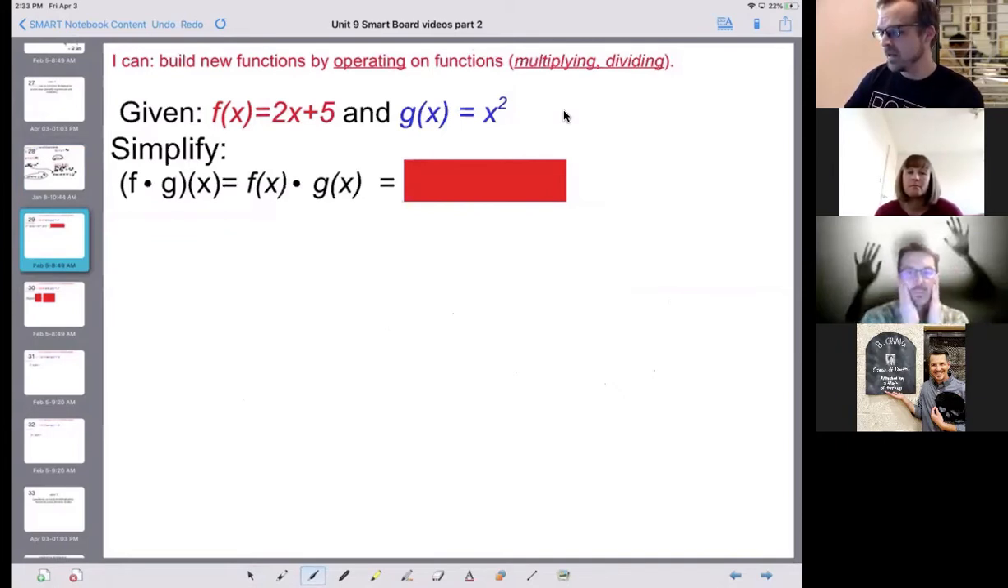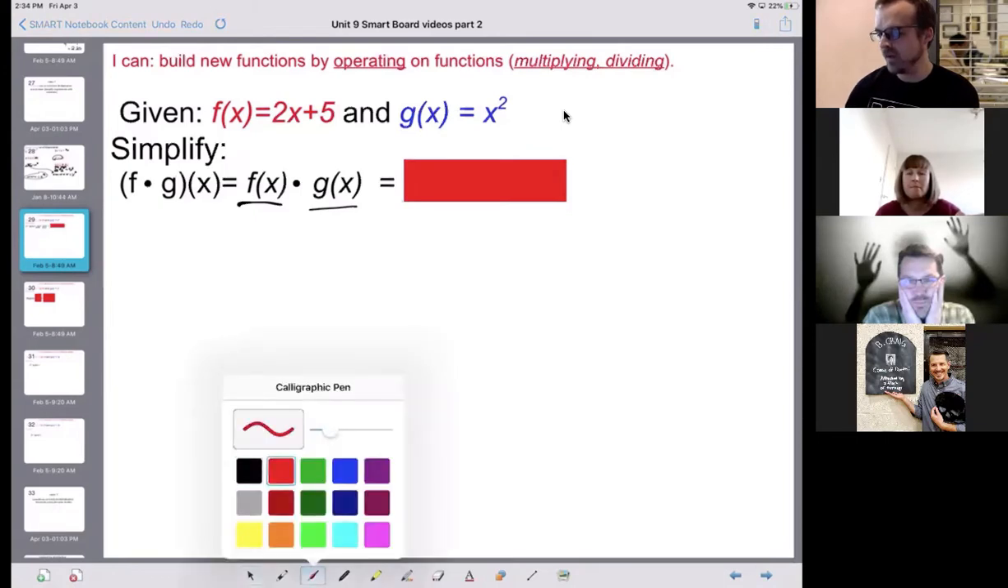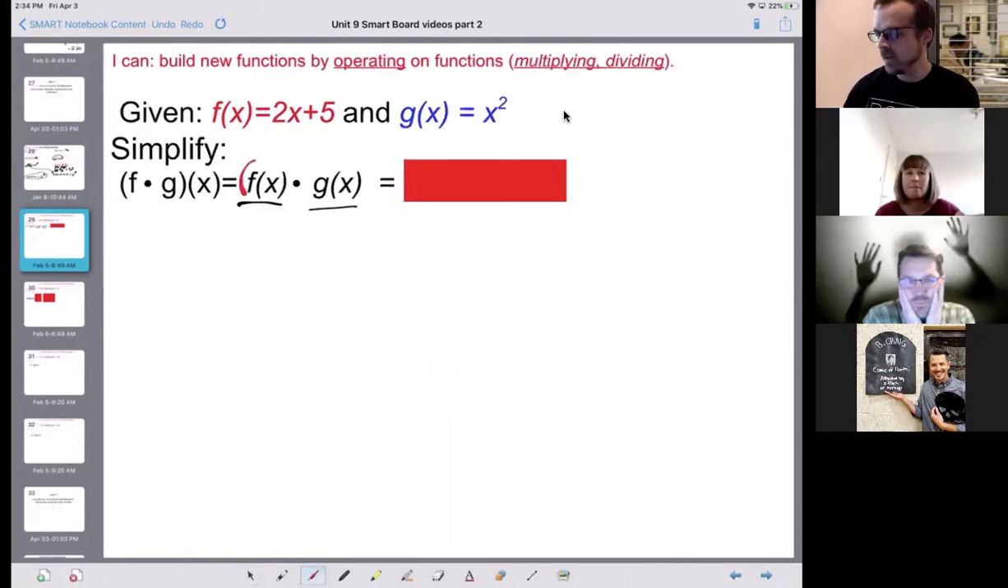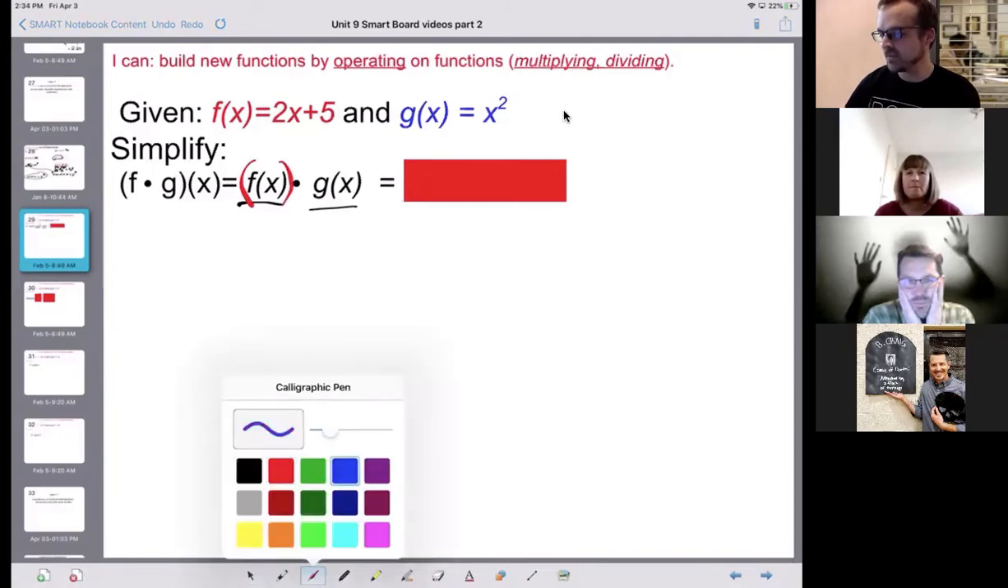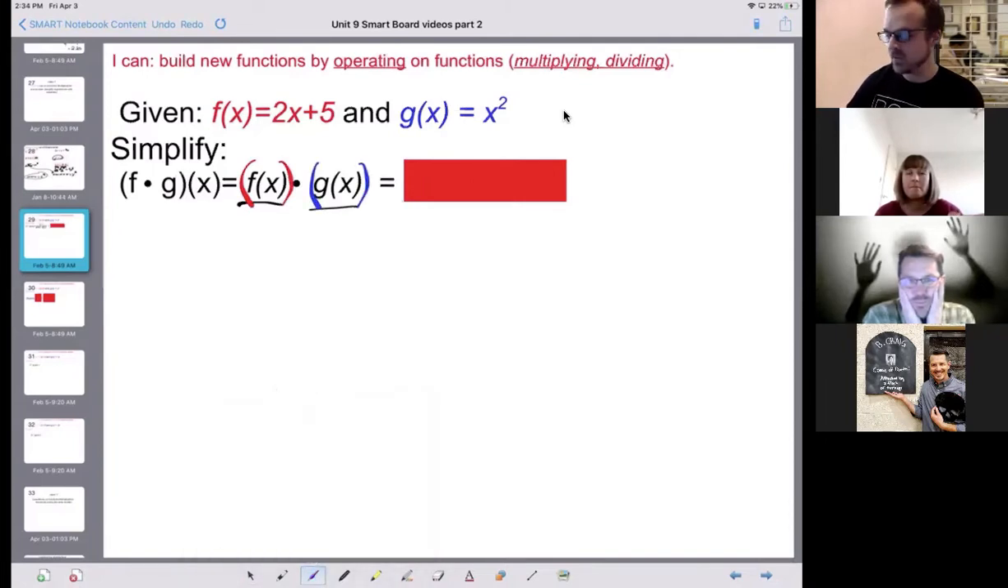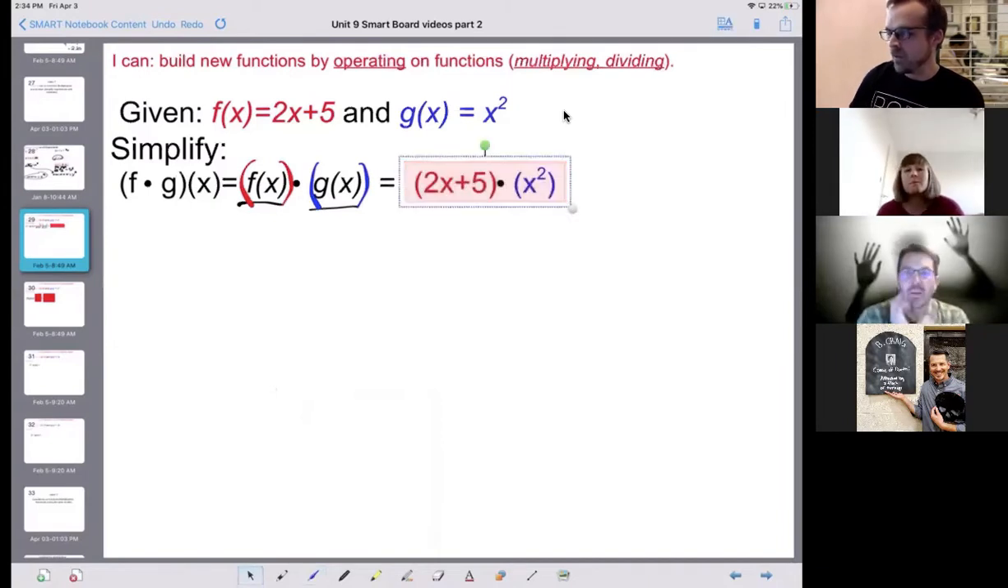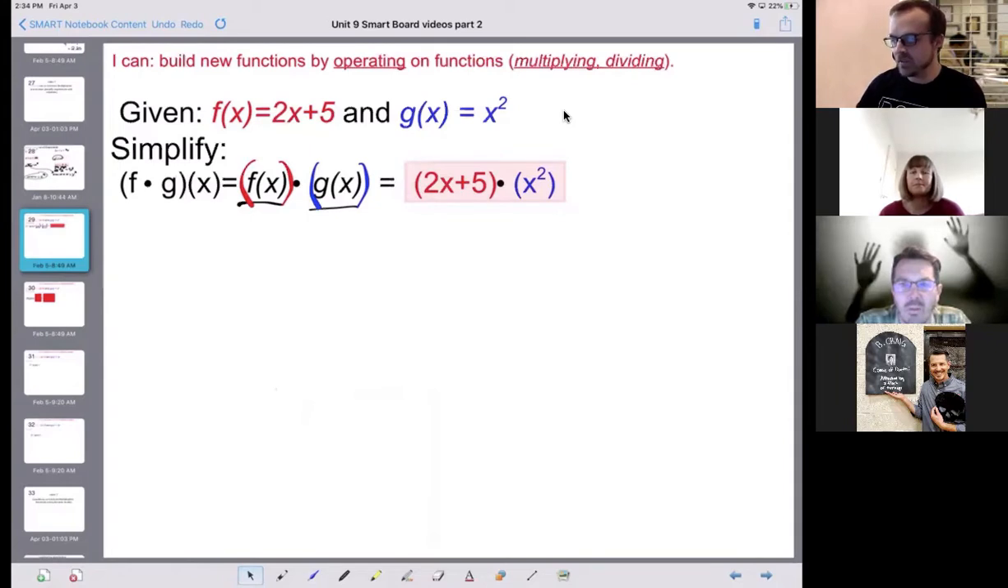And so just like we've already done before, we are going to be substituting f of x and g of x, but we just don't have a number to substitute in for x this time. So what we would do is write parentheses around our f of x, and then parentheses around g of x, and then substitute out with those functions. We end up with something like this. In parentheses, 2x plus 5, and then because we're multiplying, we put the multiplying symbol, and then we have x squared for g of x in parentheses because we're substituting.